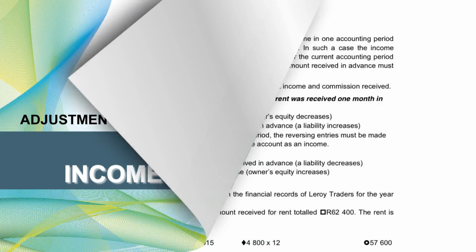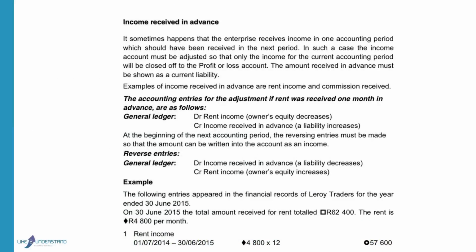Good morning. We will pay attention to income received in advance. It sometimes happens in an enterprise that income is already received for the next accounting period because people normally have to pay rent in advance. So if you rent out part of your building, the people will pay you in advance. So you receive money in this financial year that should actually be allocated to the next financial year.